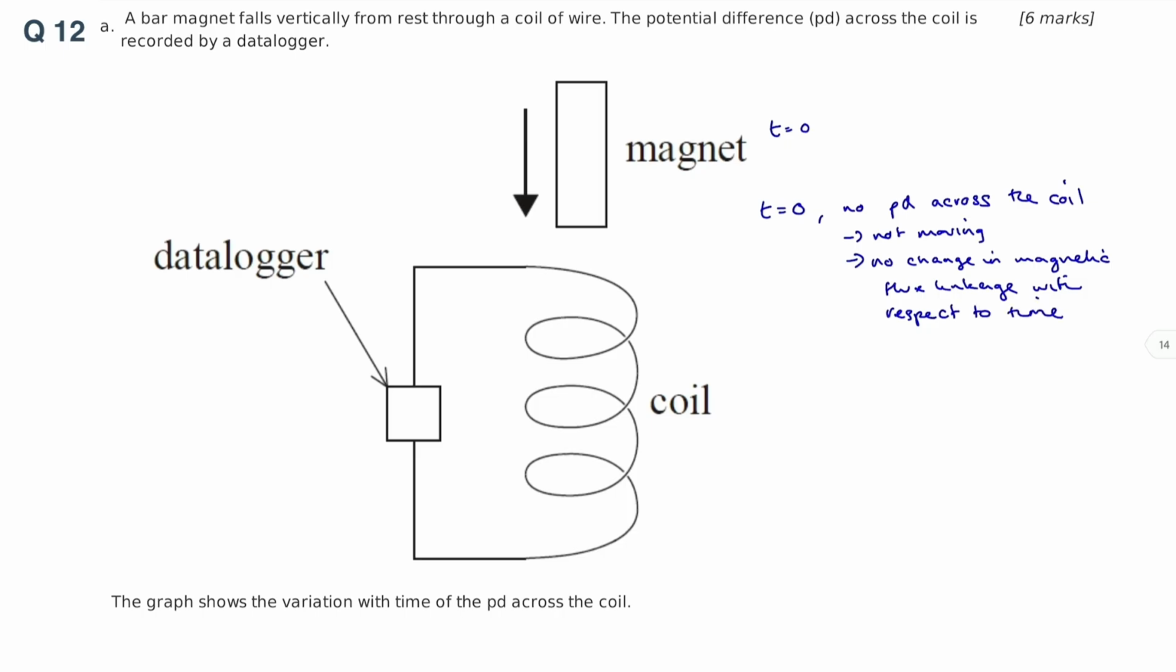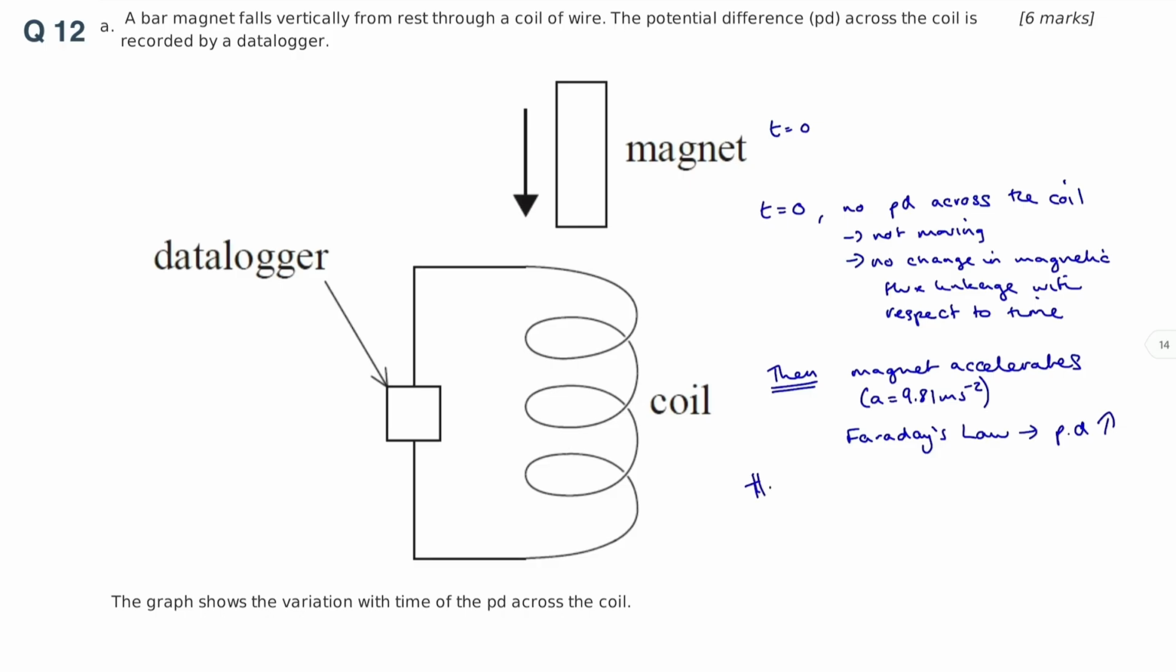But after a short while, the magnet will start to move and it will accelerate. So the magnet accelerates at a rate due to gravity. That means due to Faraday's law, the PD, or the EMF induced, will increase. So we're looking at an increased EMF that's induced due to Faraday's law.